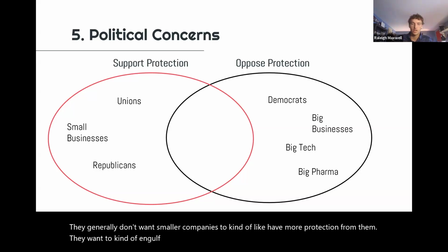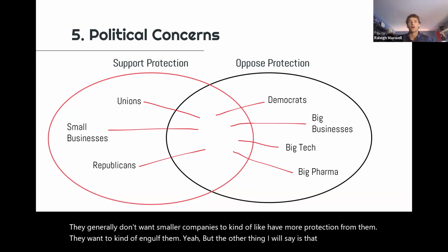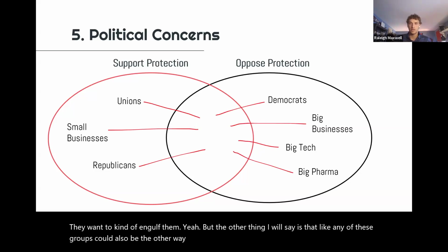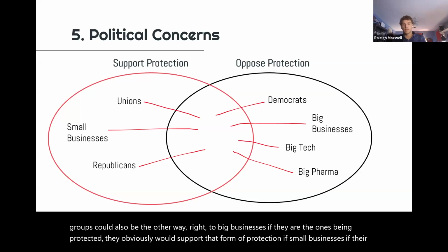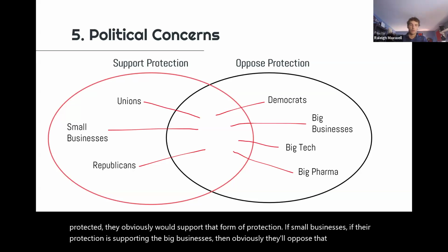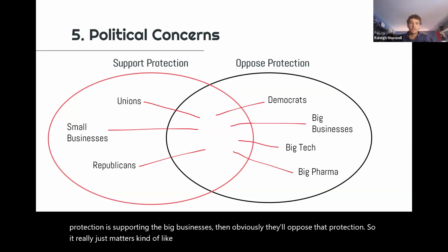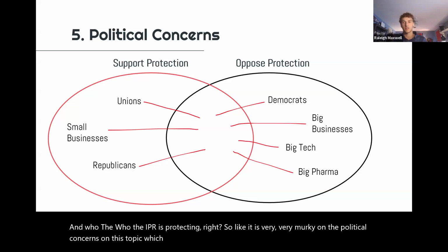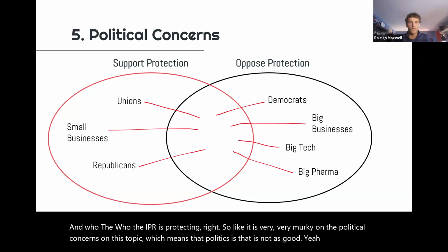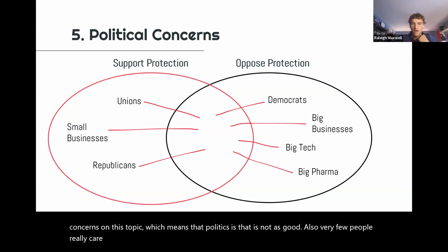But the other thing I will say is that any of these groups could also be the other way, right? So big businesses, if they're the ones being protected, obviously would support that form of protection. If small businesses' protection is supporting the big businesses, then obviously they'll oppose that protection. So it really just matters what the protection is, and who the IPR is protecting, right? So it is very, very murky on the political concerns on this topic, which means the politics of that is not as good. Also, very few people really care about IP protection. So politics is not a huge thing on this topic.